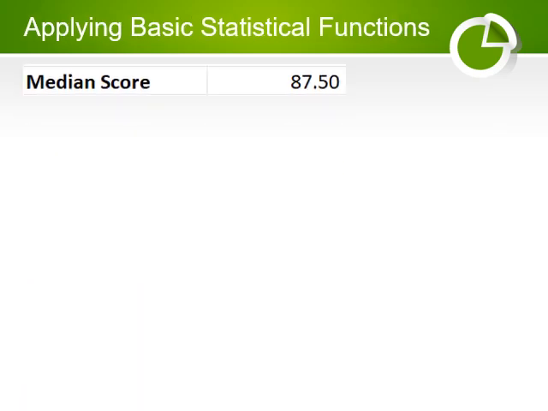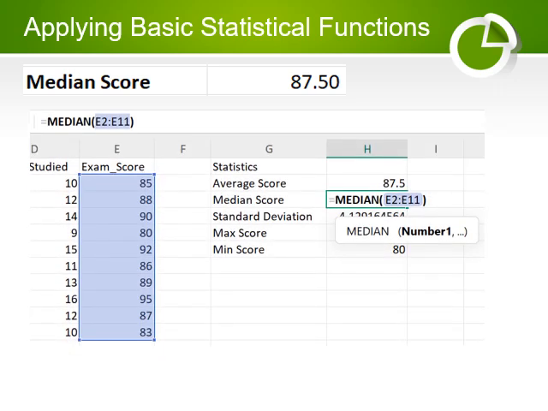Next, the median using the function median gives us the midpoint score, which is helpful if we have outliers. So we have here the median function or the formula. The median score representing the middle value when all scores are being sorted is 87.50. Close to the average, which implies a roughly symmetrical distribution of scores.